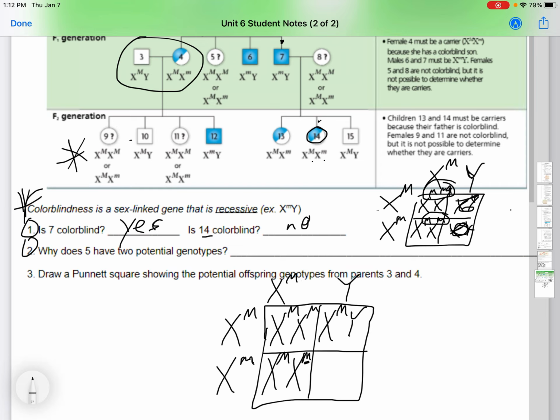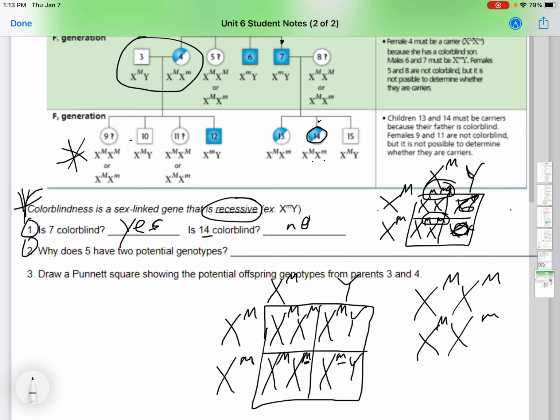Oh, that's hard to see. I'm going to put a line under it so we remember that. And then this one will be X, little m. There's a line and a Y. So look at what the possible offspring could be. We got 25% on each and every one of these. So we have X, big M, X, big M. So this person would be a female, of course, that does not have color blindness because it is a recessive trait. Okay. Then we have another female that has big M and little m.